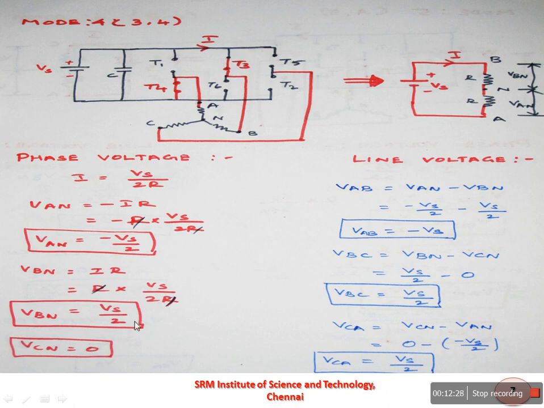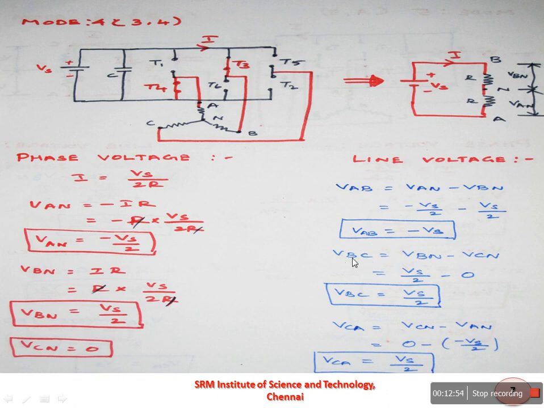Using this phase voltage, we can find out the line voltage of mode 4 operation. So here the line voltages are VAB, VBC and VCA. VAB can be calculated as VAN minus VBN. So you can substitute the value of VAN here as minus Vs by 2, minus VBN value is Vs by 2. If you solve this, you will get VAB is equal to minus Vs.